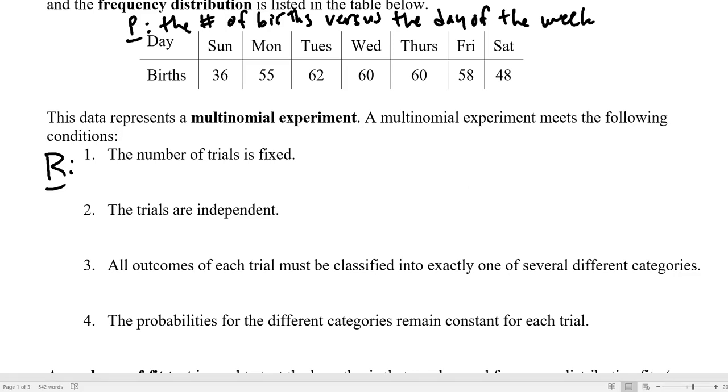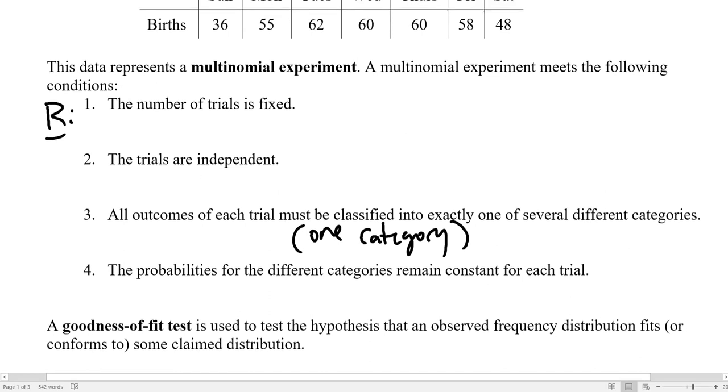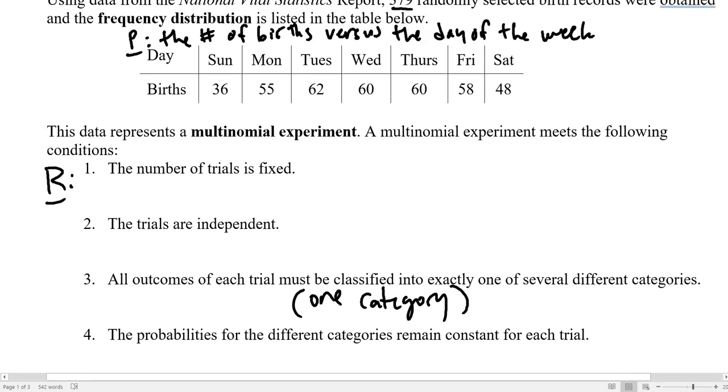This is kind of a little confusing, but basically this is going to have only one set of values during the days of the week, just versus the births. If we had births and something else versus day of the week, then we would not be running this test. We'd run the next test. But so you have to basically have one category, and the probabilities must remain constant.